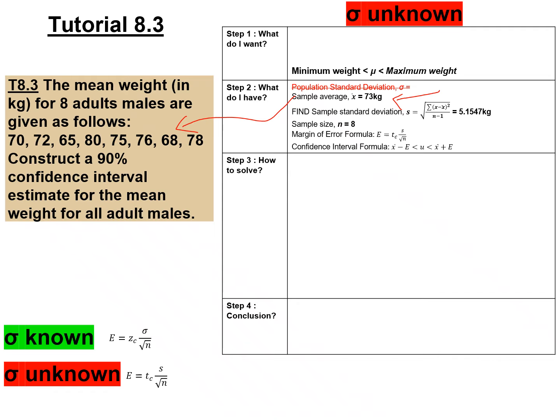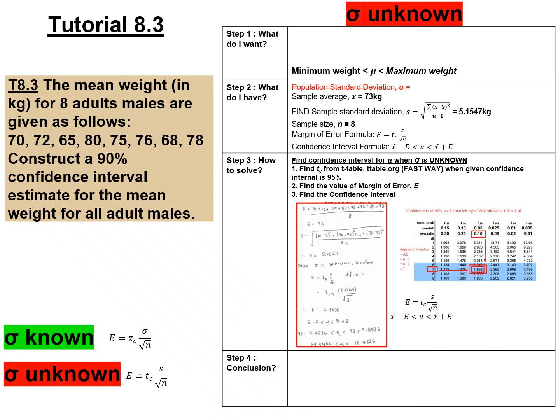The sample average is found by adding all these 8 weights in kilograms and dividing by 8. And then the sample standard deviation, using the formula, we get 5.15. Sample size is 8 males. This is the formula to represent the error margin. How to solve?